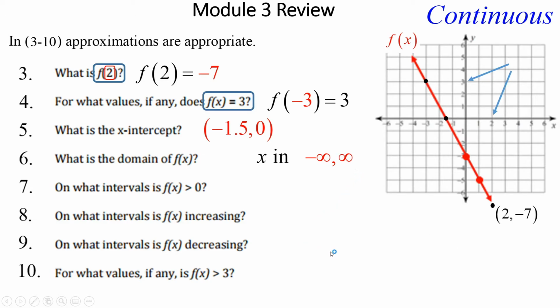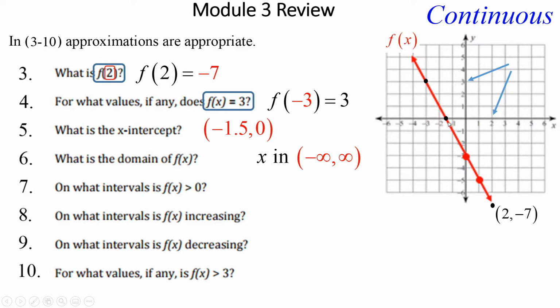And if I cannot reach -infinity, I must use a parenthesis. If I cannot reach positive infinity, which I can't, I must use a parenthesis right there. So in your test, you're going to have boxes for your bracket or parenthesis and your endpoint. And you'll see the comma right in between. Very cool. Okay.